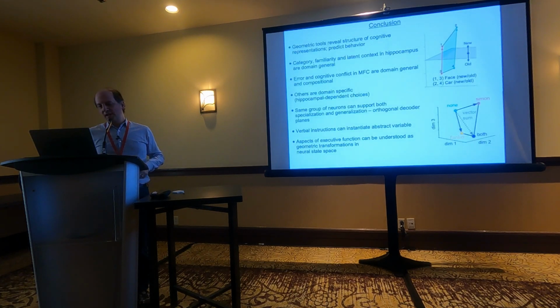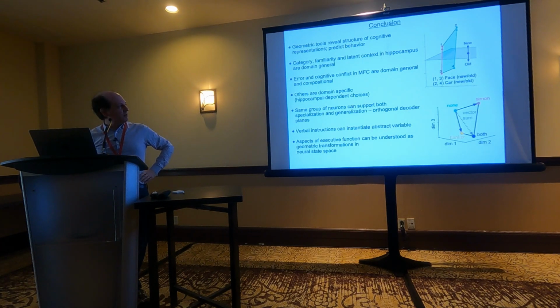So to summarize, I have shown you here that we can use geometric tools to systematically investigate the structure of cognitive representations, and that this structure is predictive of different kinds of behavior. There are indeed category familiarity and latent context in the hippocampus, which are domain general. So there's some signature of the original model that I sketched out. This is also true in the medial frontal cortex for error and conflict. However, in many others this is not always the case. So choices, most importantly, are not. Choices don't seem to be domain general, at least across the categorization and memory boundary.